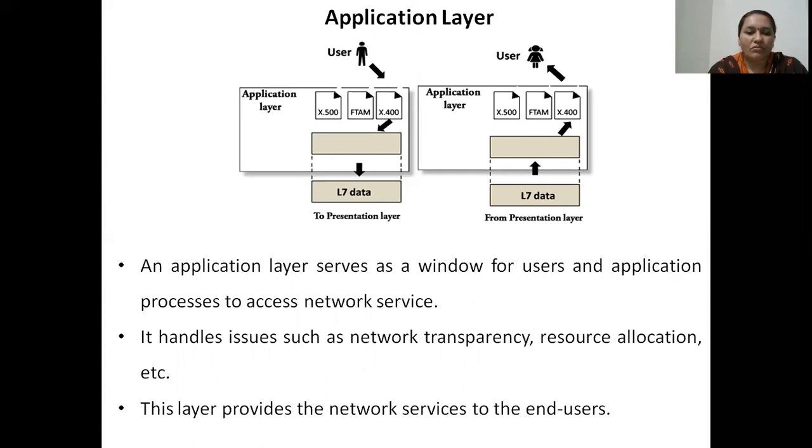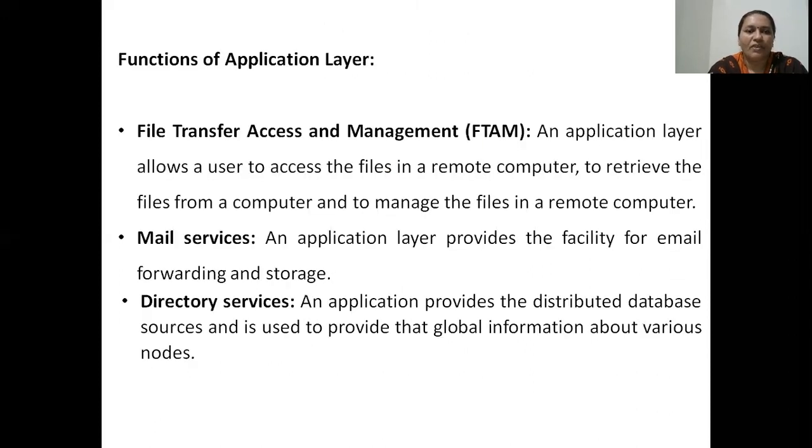It handles network transparency through its authentication services by providing usernames and logins to the user. And it also handles resource allocation tasks for the multiple users who are in contention to make use of the network at the same instant of time. So the functions of the application layer, if you have to formally define them, are the file transfer, access, and management function.